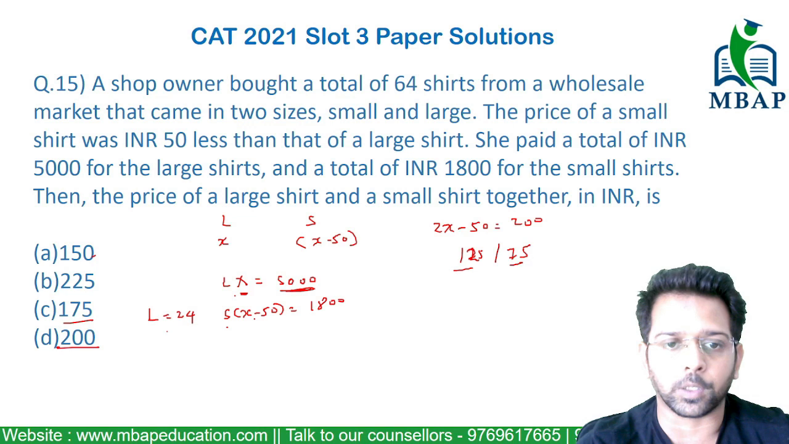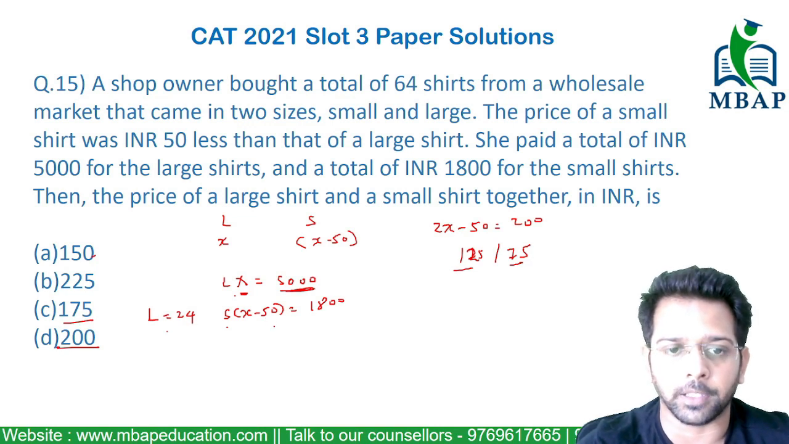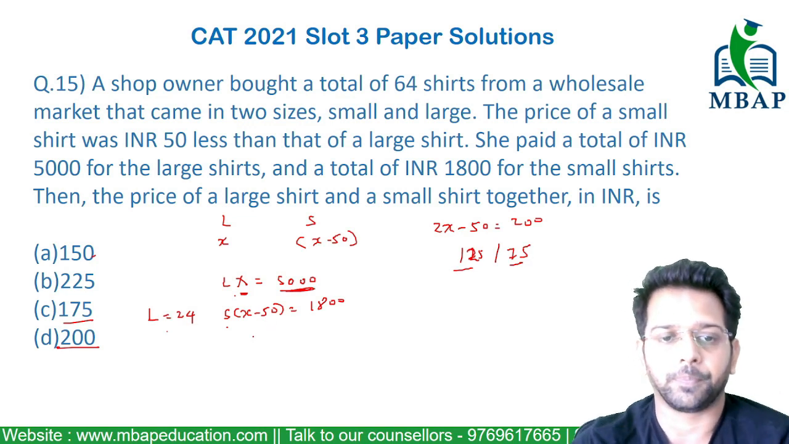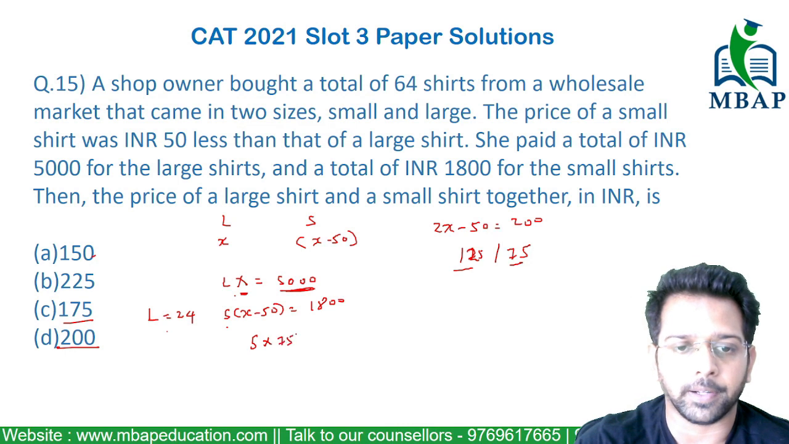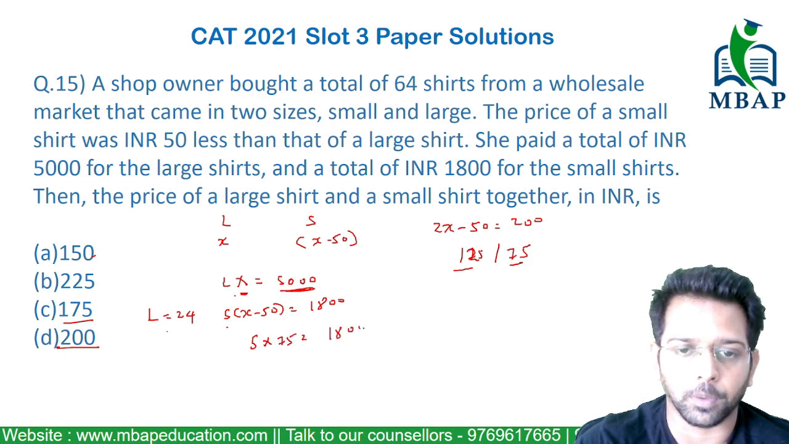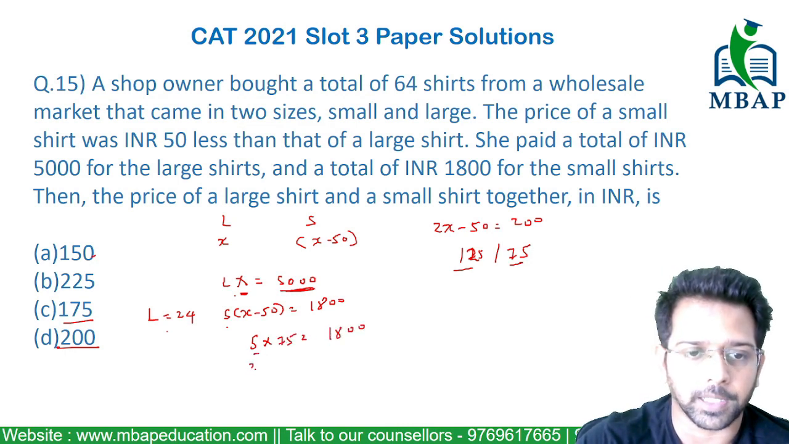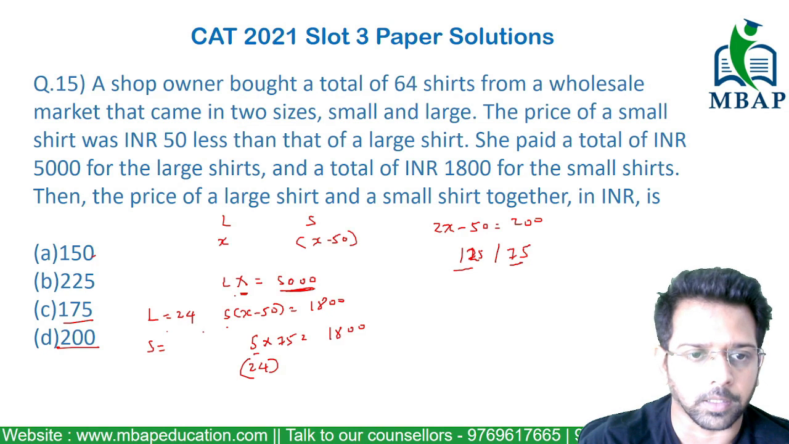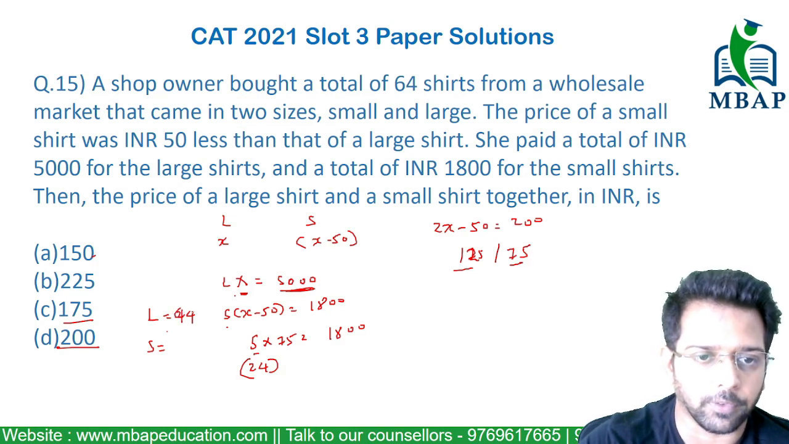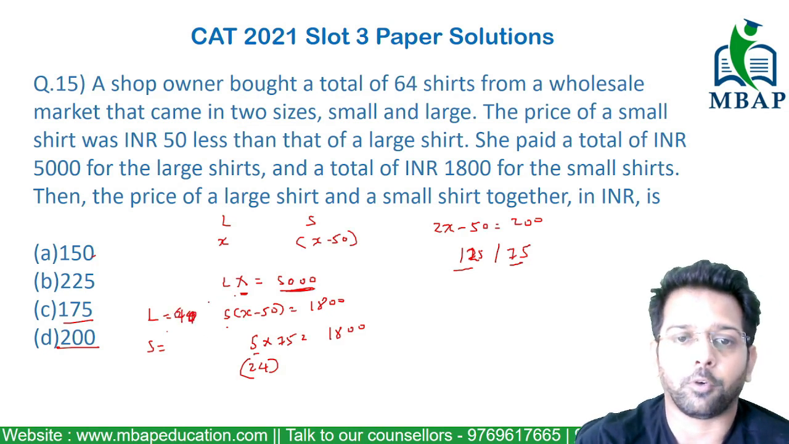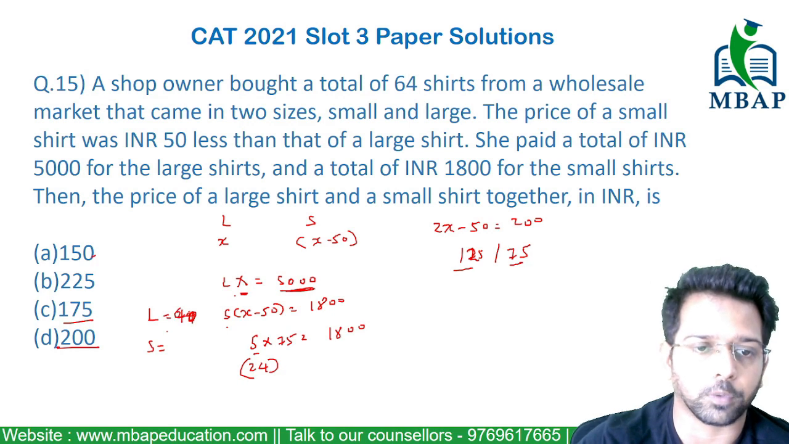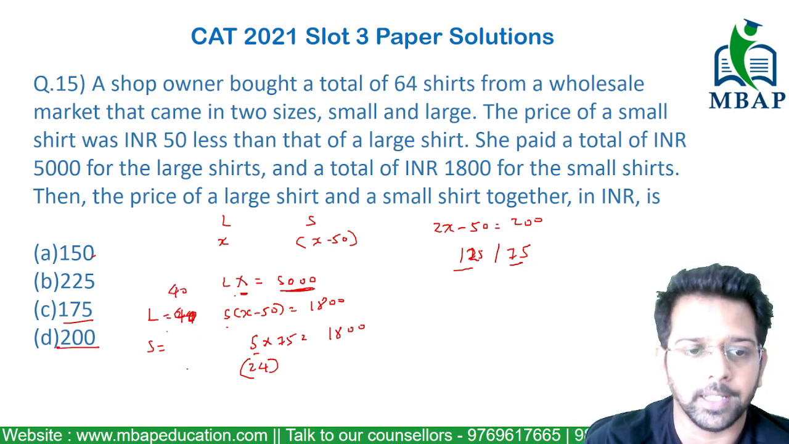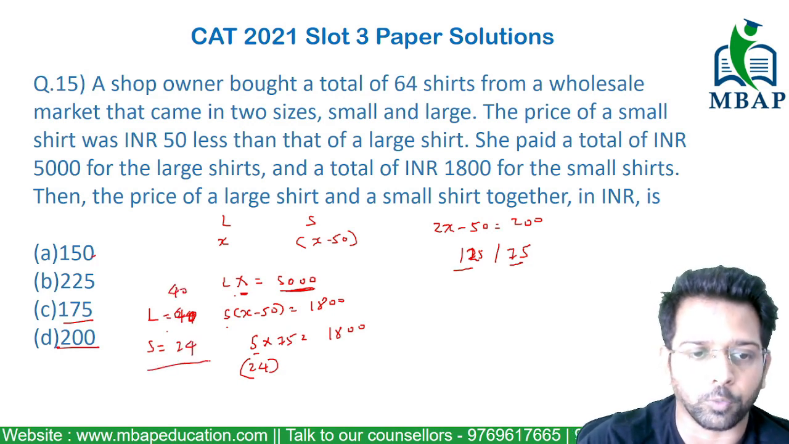And S into x minus 50, which is 75. So S into 75 is coming out to be 1800. So the value of S is basically coming out to be 24. Now let's see. Larger is 40, my bad. The large one will basically be 40, because 40 into 125 will give you 5,000. So large is coming out to be 40 and the smaller one is coming out to be 24.